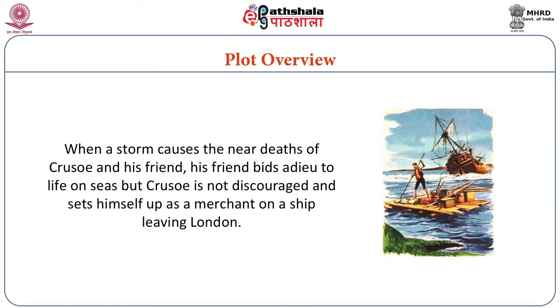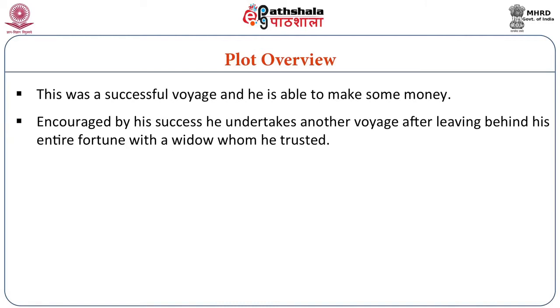Now, initially, like I said, as he goes with his friend, a storm nearly causes the death of both the friend and himself, and the friend, of course, goes back. But Crusoe decides that he cannot go back and he sets himself up as a merchant on a ship and he leaves London. He, of course, makes some money and so on and so forth. So this is a successful voyage. He undertakes another voyage. This time around, he leaves the money that he has made with a widow whom he trusts, and he sets out once again on his voyages. And this voyage is not quite so successful.